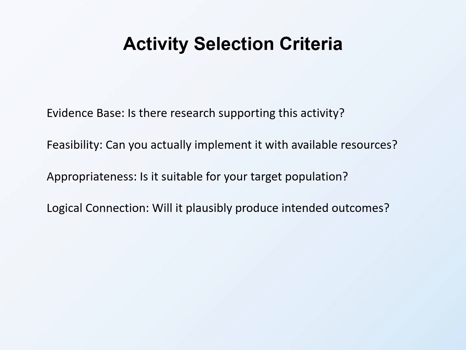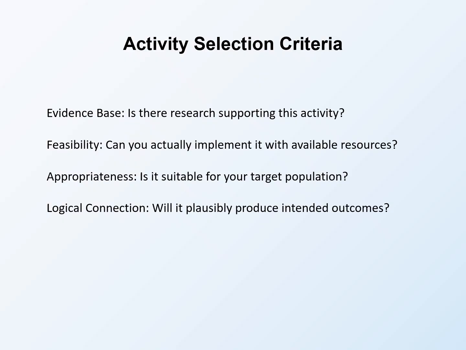Activities must be realistically implementable in your context. Appropriateness considers whether the activity is suitable for your specific target population and community. An intervention proven effective with suburban adults might not work for rural youth with different circumstances. Cultural appropriateness, literacy requirements, language considerations, and physical accessibility all matter for program success.